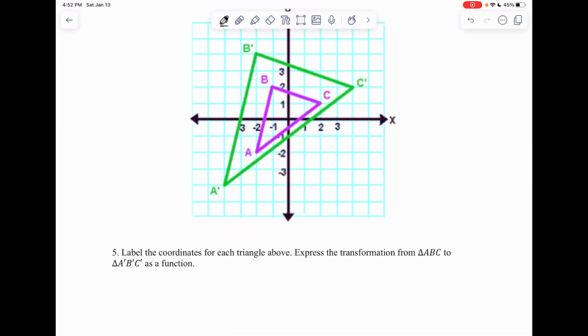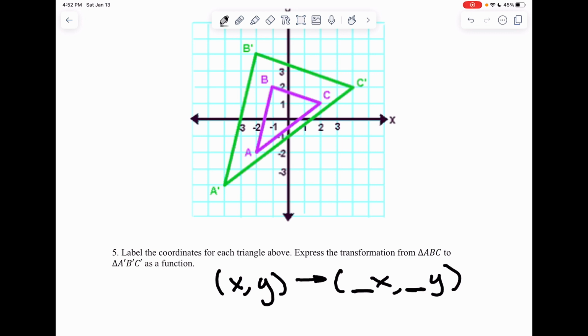Question 5 says label the coordinates for each triangle above and express the transformation from ABC to A'B'C' as a function. So they want us to fill in (x, y), and I need to figure out what the scale factor is going to be.